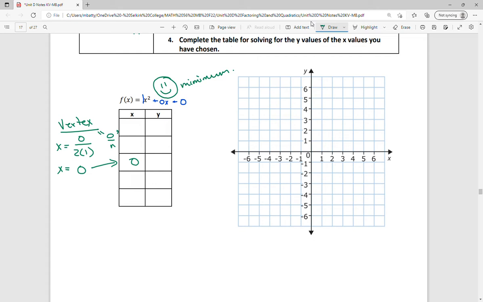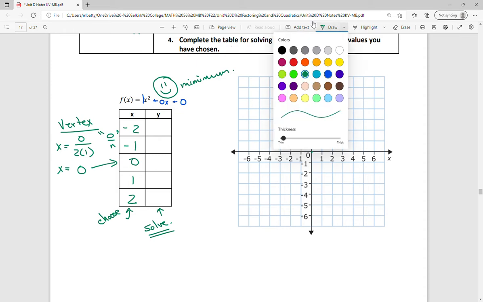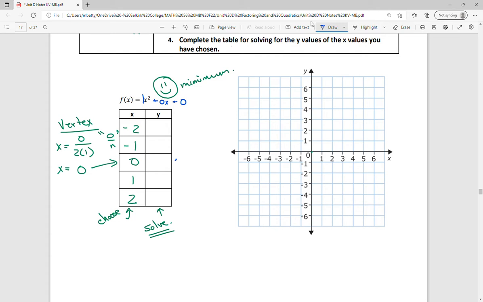x column. So remember, these are the ones that you choose, and these are the ones that you're going to solve for. So I'm going to pick the numbers that are smaller than 0, so -1 and -2, and then 1 and 2, right? If you want help, just look at your number line here. And now I'm going to go and solve all of these. And so if I were to, I'm just going to switch colors. I could start with my vertex.